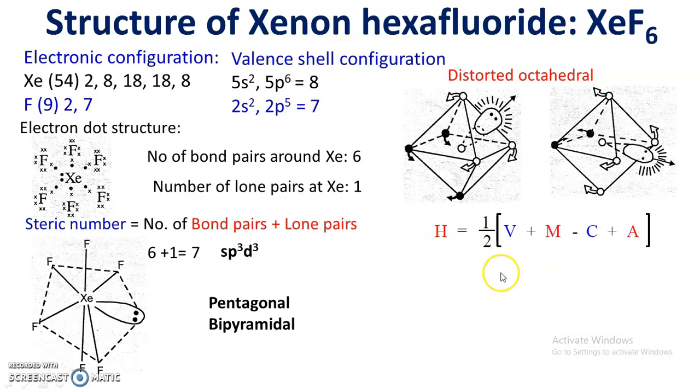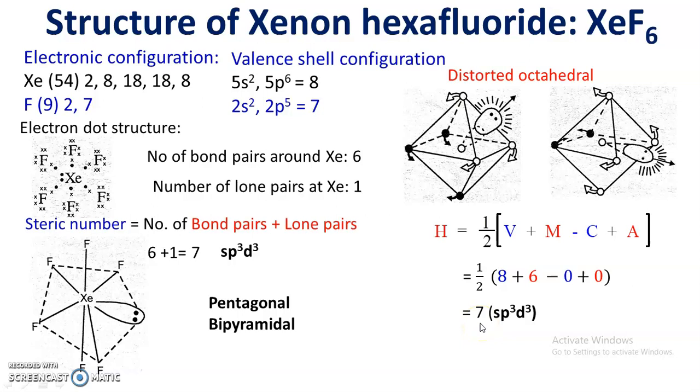Alternative method: H is equal to half of V plus M minus C plus A. Half of 8 is the number of valence electrons of xenon. Now this 6 is the number of monovalent atoms, that is, 6 fluorine atoms attached to xenon. Minus 0 plus 0 means a positive charge is not there, a negative charge is not there. So this is equal to 7.